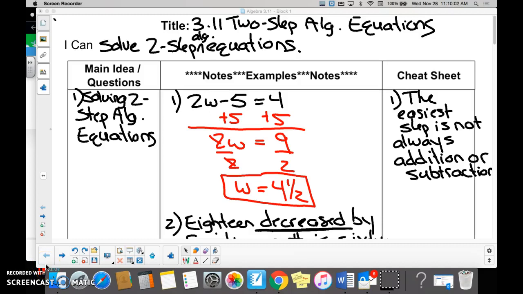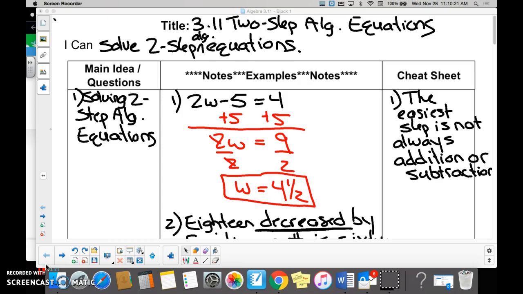Two-step algebraic equations. I can solve two-step algebraic equations. Excellent, thank you, Isabella. Well worded. All right, so there are two main ideas here. The first one is extremely long with lots of problems. My advice to you before we even get into the video is you need to go through this more than once between now and the test on Friday.